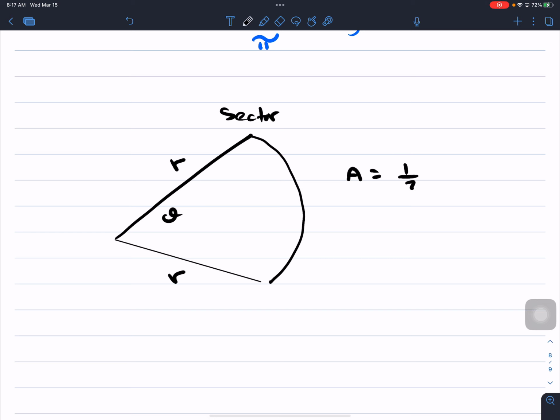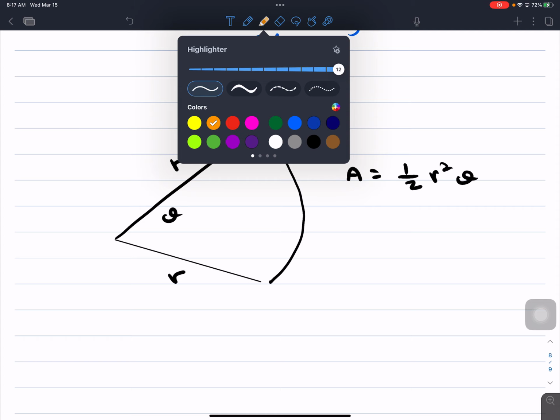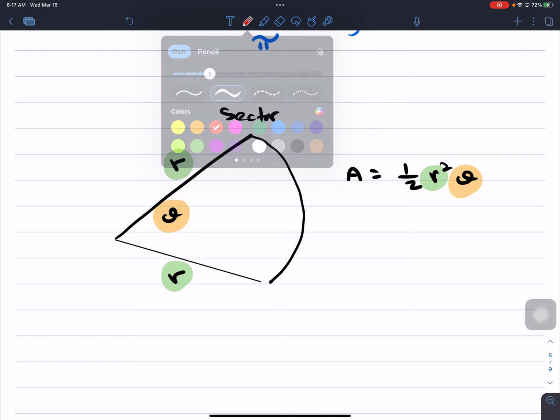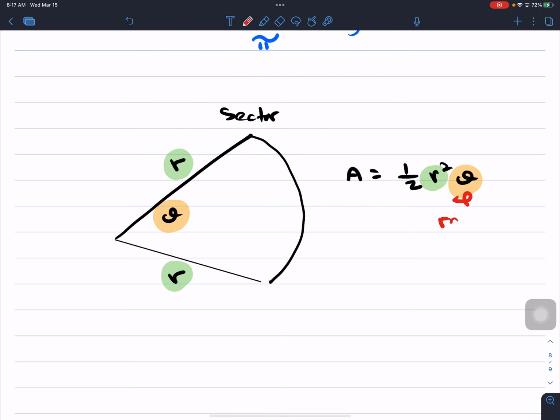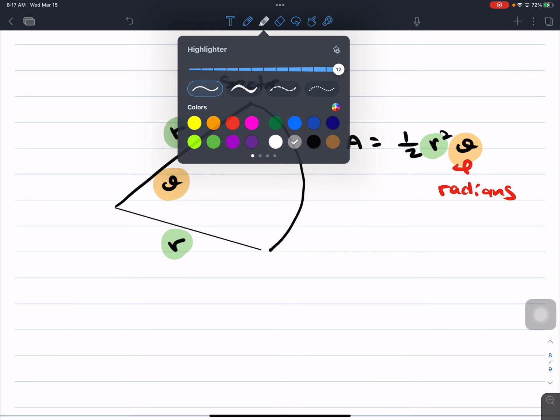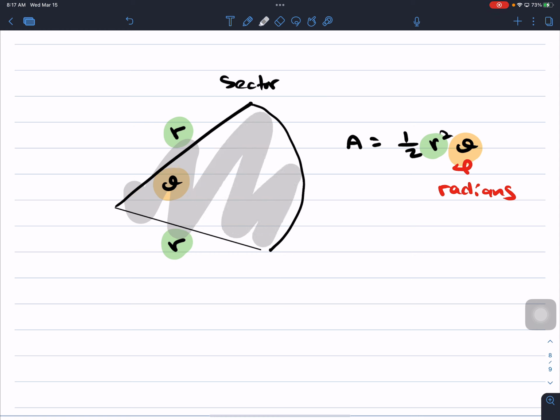Area is 1/2 r squared theta. So, again, you're going to need a radius. Is that right? Here it is. And you're going to need a central angle, theta, but that has to be in what? This has to be in what? Radians. And then area, again, they're referring to what you guys see inside here, okay?